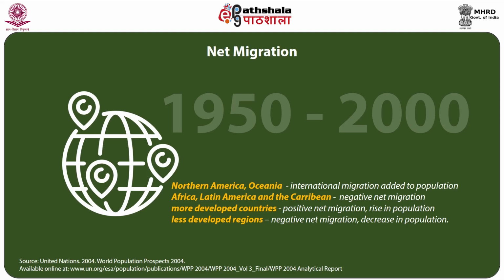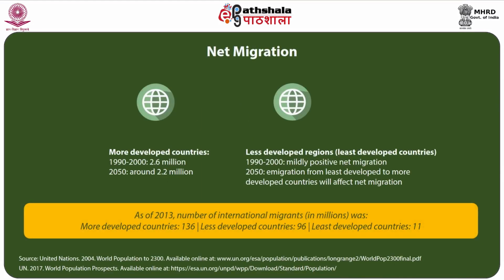More developed countries, no doubt, have experienced a positive net migration, which is mainly due to a rise in population, whereas in the case of less developed regions, there is a negative net migration and also a decrease in the population. What it clearly indicates is the net migration figures annually: between 1990 to 2000, in more developed regions, it is to the extent of 2.6 million, whereas projections show that it is going to be reduced to 2.2 million by 2050.